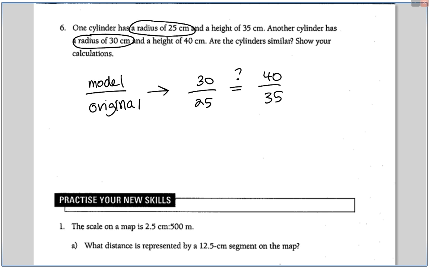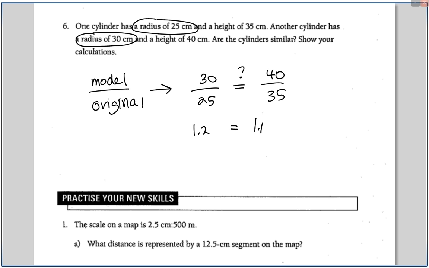30 divided by 25, 1.2. And 40 divided by 35, 1.14. So no, those are not the same. It's close, but not perfect. So are the cylinders similar? Say no, they are not similar, because the sides are not in proportion.